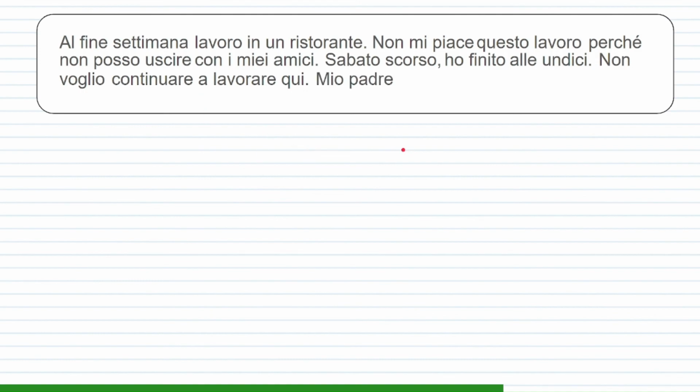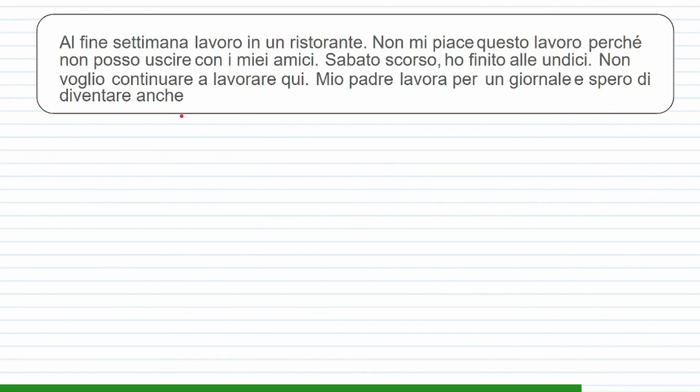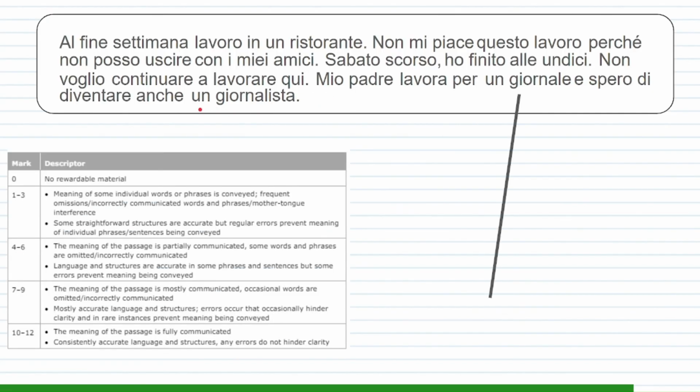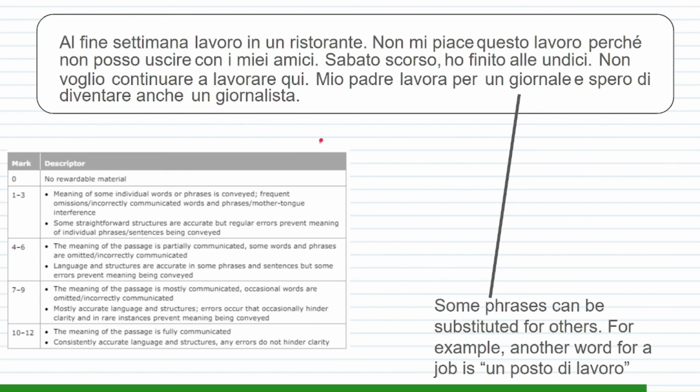Like I said earlier, usually you need to have an article when saying "my", but family is an exception. You should be able to do "lavoro per un giornale", fairly straightforward translating word for word, but "spero" also needs a connective as well as another infinitive, even if we don't really say that in the same way as English. And yes, this is not a mistake, "un giornalista" ends in an A even if the person, and therefore the article, is masculine. Additionally, like I said with "al fine settimana" or "al weekend", sometimes there will be multiple ways to say things, like how "un posto di lavoro" or "un mestiere" are other words for "job".